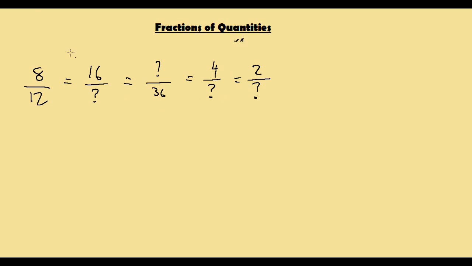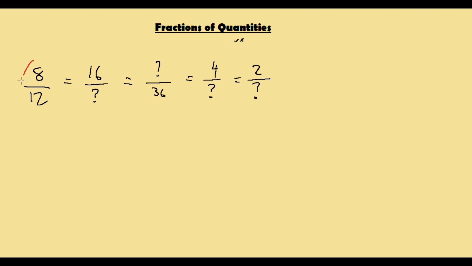First of all, I'm going to write down this, 8 over 12, that's a fraction, and what I want us to be able to do is change it into these equivalent fractions. So 16 over something, also something over 36, 4 over something, and 2 over something. But how do we do this?